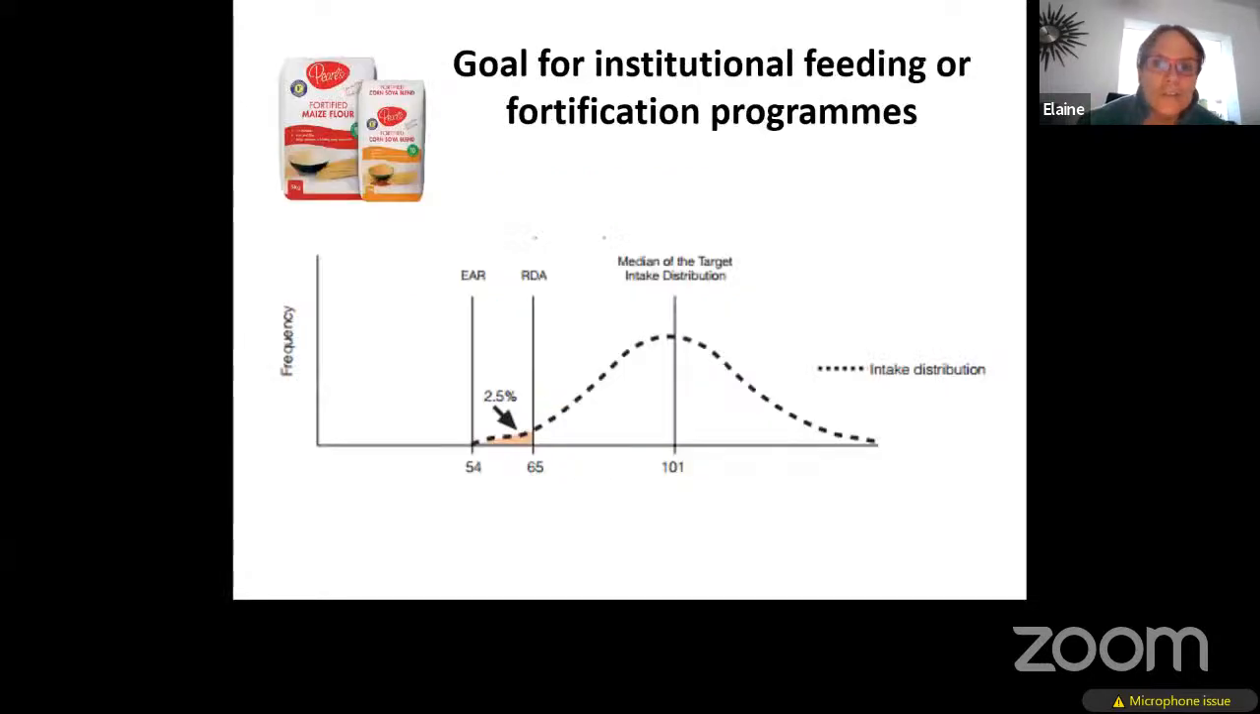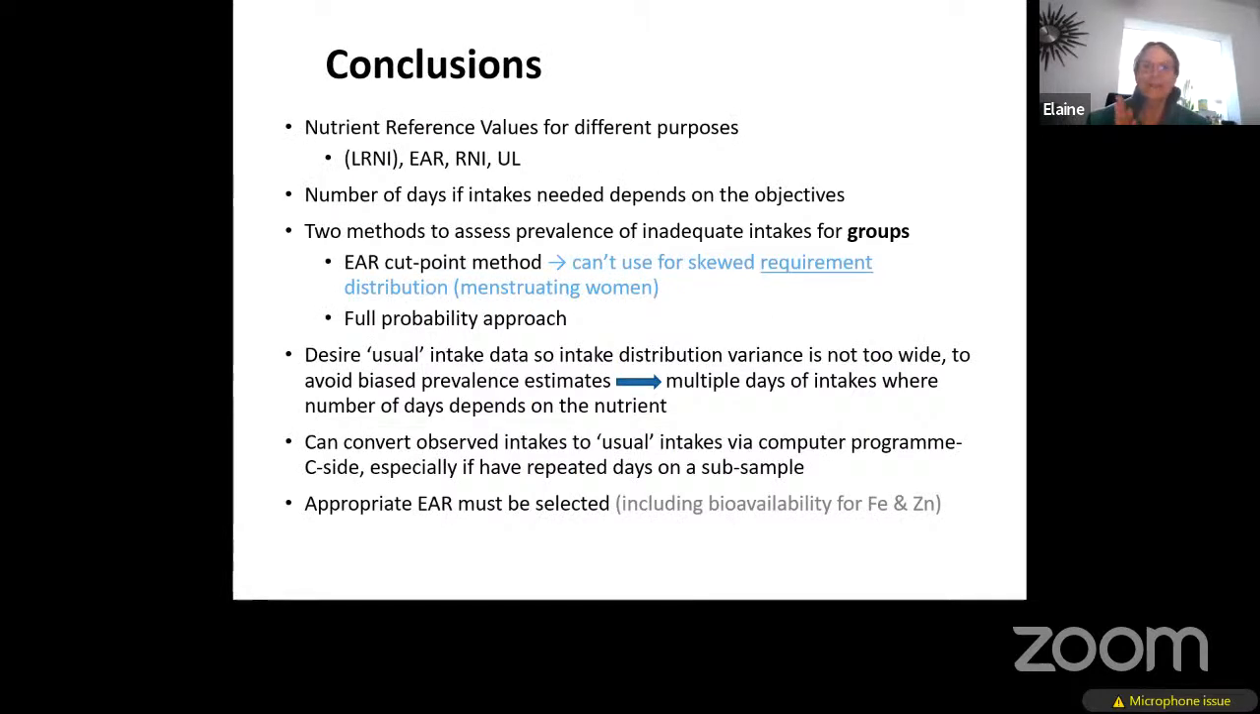If we're looking at institutional feeding or fortification programs, what we're wanting is our intake distribution for the target population to lie here. Because of course, if you think of the EAR cut point, this would be defining 0% of the population is at risk of inadequacy, because there's nobody falling below that EAR. But you'd also want to make sure that that intake distribution lay below the upper tolerable limit. So this is really what you're aiming for if you're doing institutional feeding or a fortification program, is to have your intake distribution lying there. Oh, this wasn't as bad as I thought.